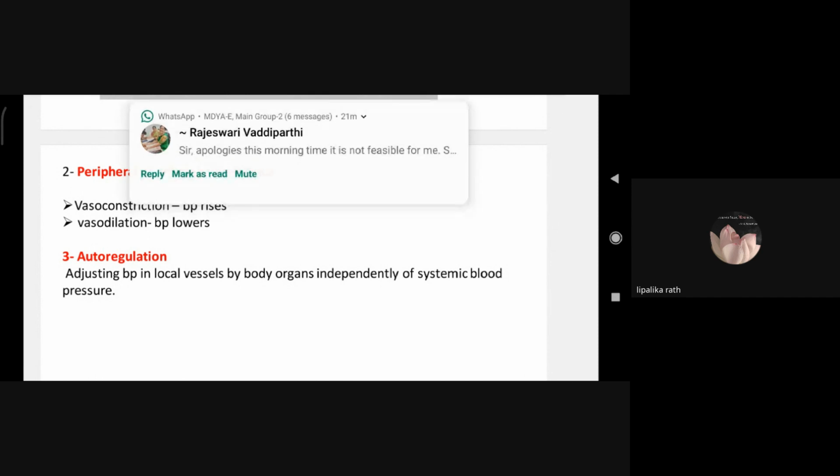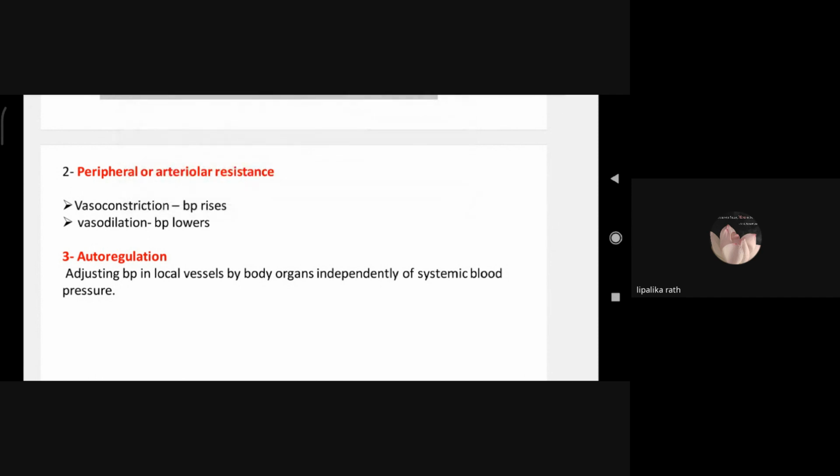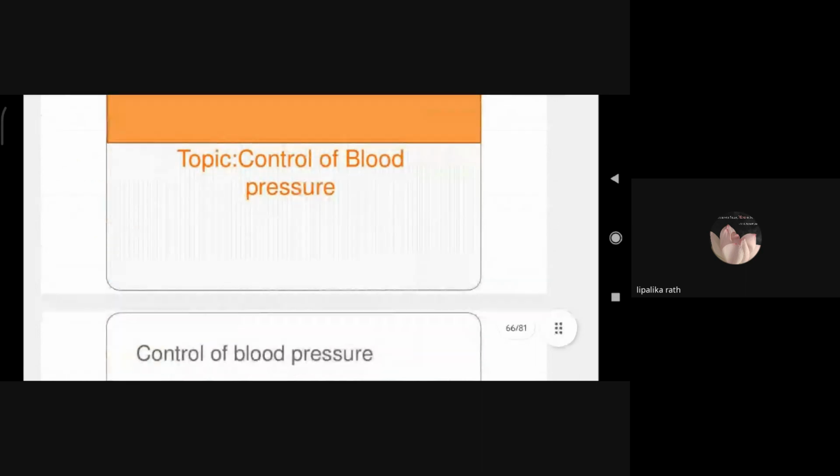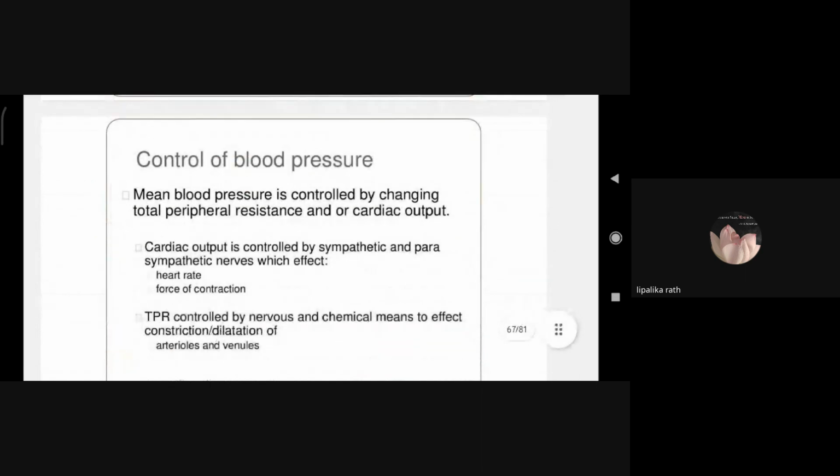So adjusting blood pressure in local vessels by body organs may also regulate blood pressure. It means when body organs are affected in any region, they adjust the blood vessels in that organ. So these are the factors which may control blood pressure. Mean blood pressure is controlled by changing total peripheral resistance and cardiac output.